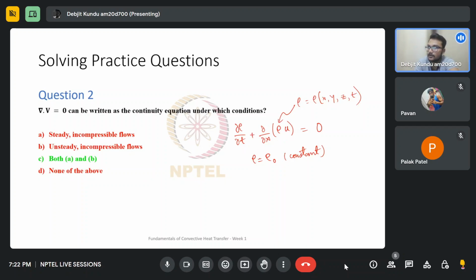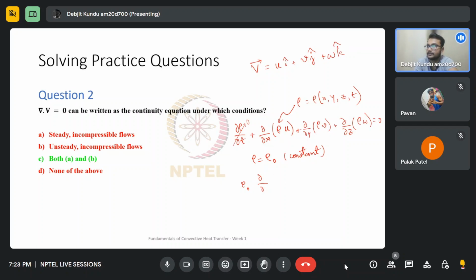So when it's constant, this time derivative goes to 0, and from this spatial derivative we can take this outside. So this becomes rho 0 into... okay, I have not written this down completely. It's not just ∂/∂x, it's ∂/∂y of rho v plus ∂/∂z of rho w equal to 0. Here I'm writing the velocity vector V as u i cap plus v j cap plus w k cap.